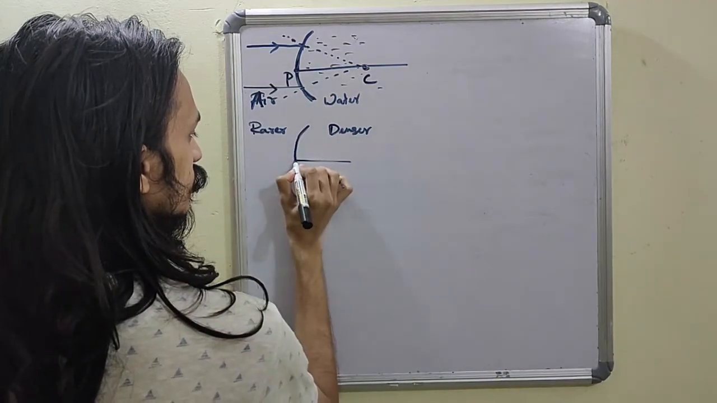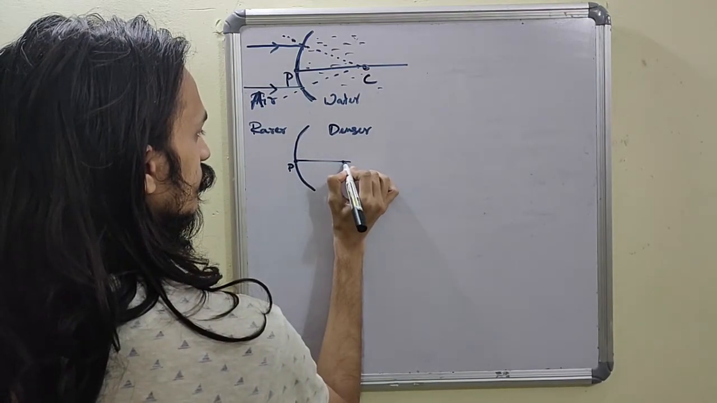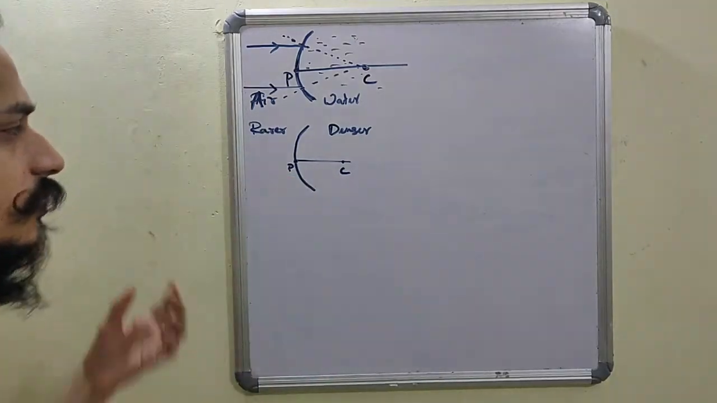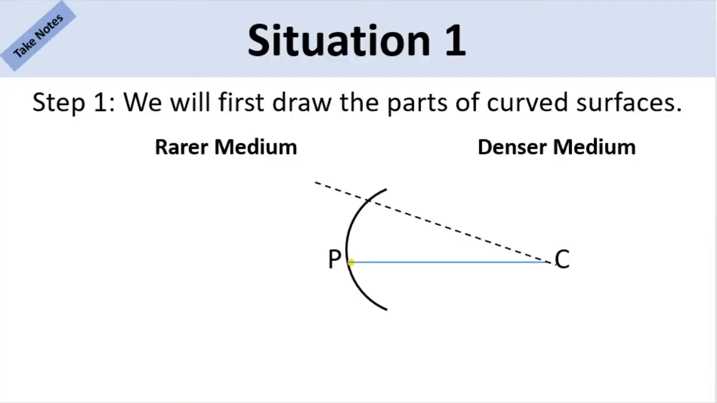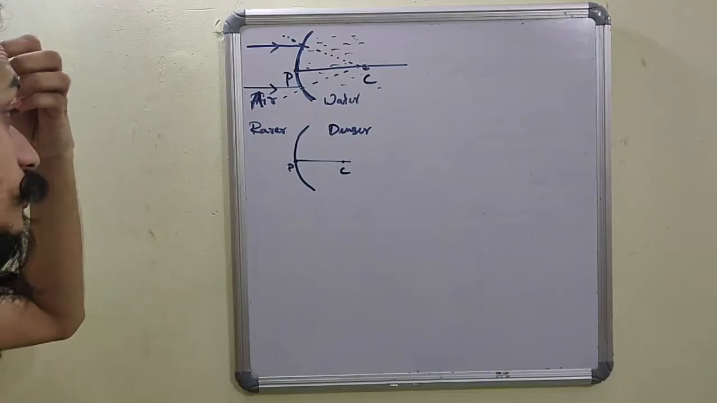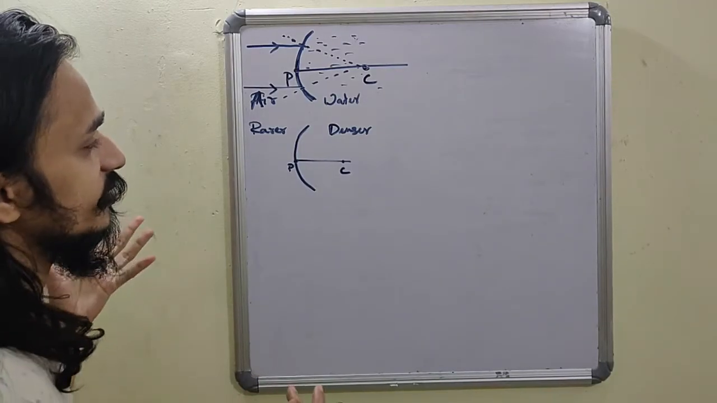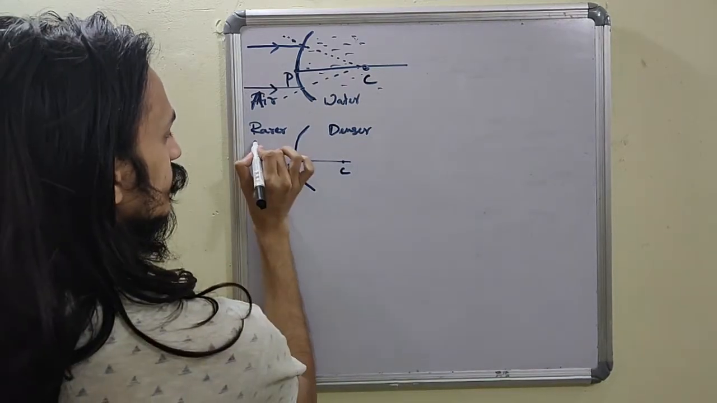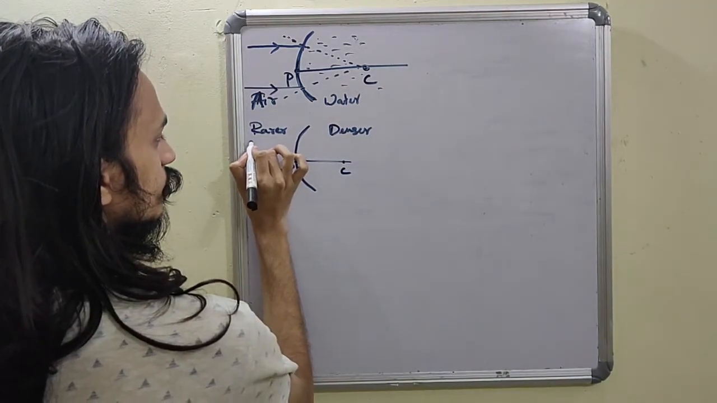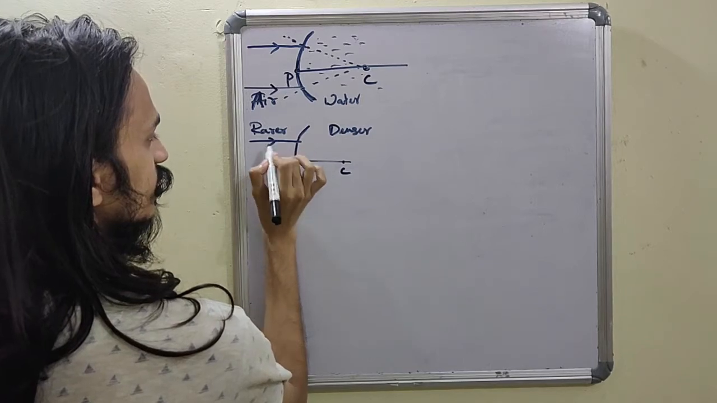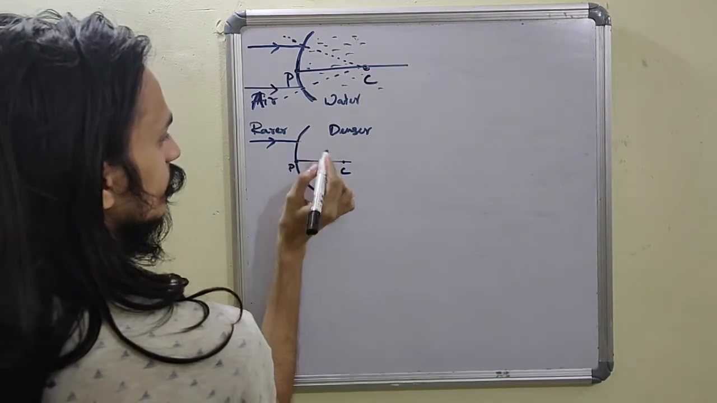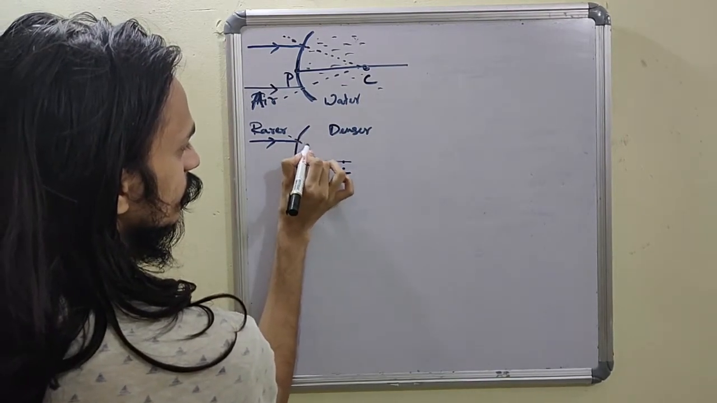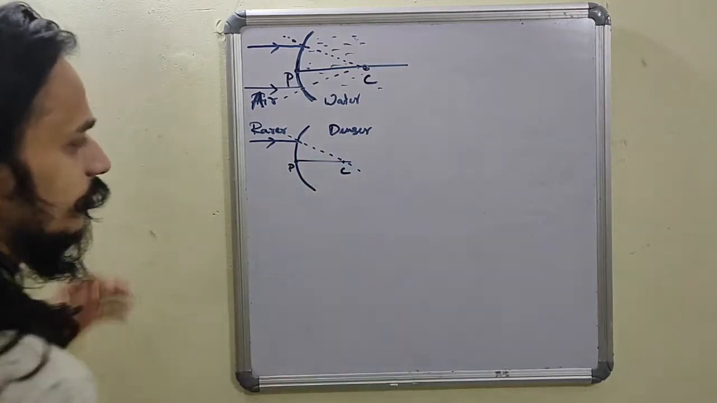Assume that this is the pole, this is the center of curvature. Now what happens to the light that is going through it? So say this is a ray of light, say that this is the R1.